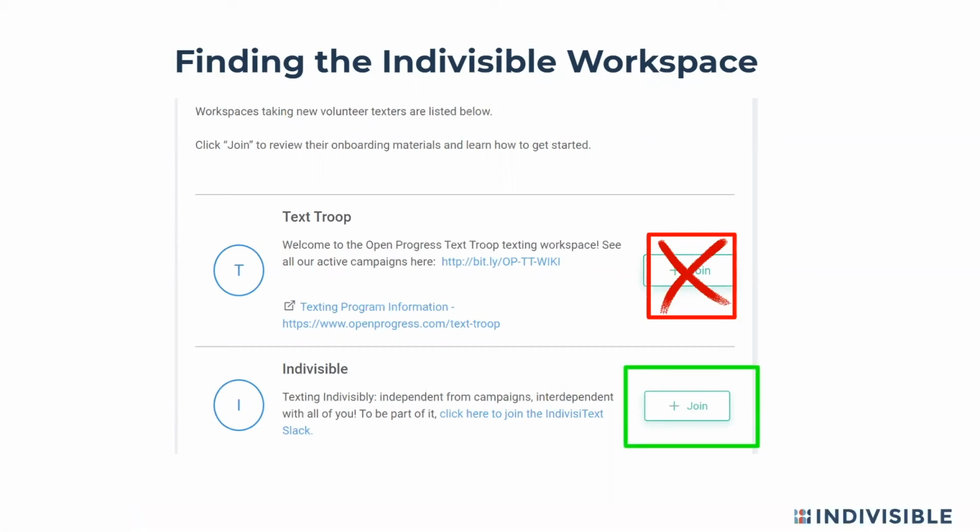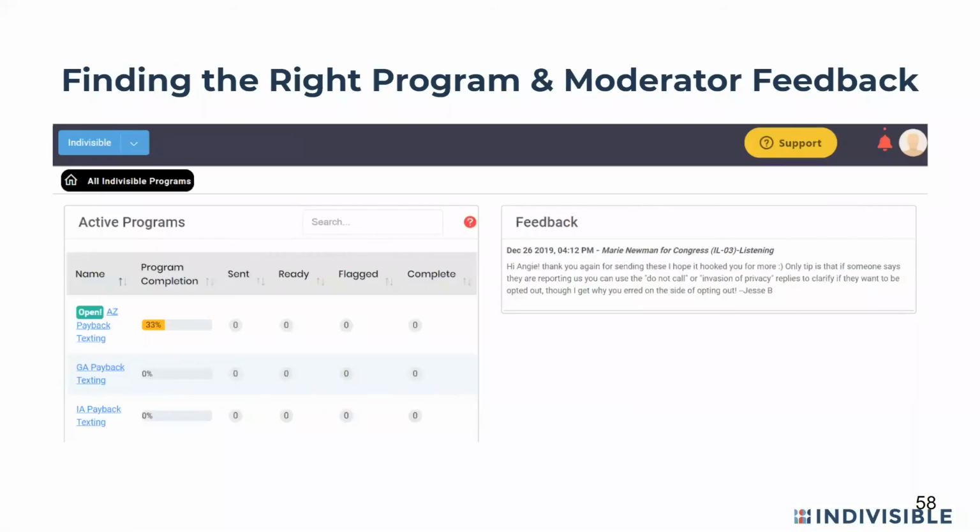Next, you'll see a page that lists all of our active programs. These are the texting campaigns that we're either currently running or we've recently completed. Look out for the active program with the green Open tag next to the name, which indicates that the program is currently running and that you're able to request texts for it.